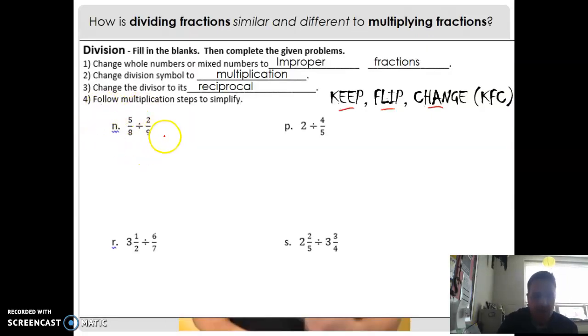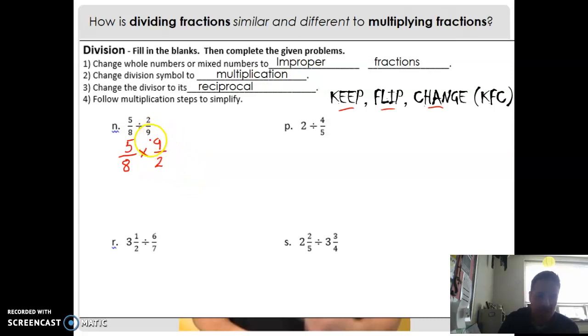I've got 5/8 divided by 2/9. So it says change them to improper fractions if you need to. If we have whole numbers or mixed numbers, we don't, so we're good. Change the division sign to multiplication. Change the divisor to its reciprocal. Ready? Reciprocal, all that means is the numerator becomes the denominator and the denominator becomes the numerator. So I'm going to flip this and make this 9 halves. Okay, that's the reciprocal, just taking this and flipping it.